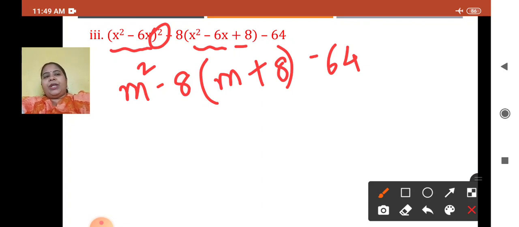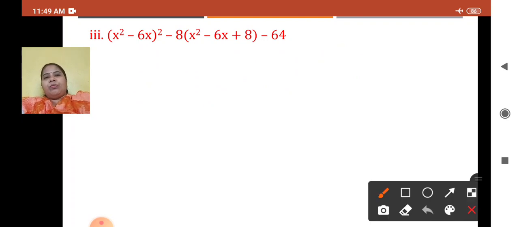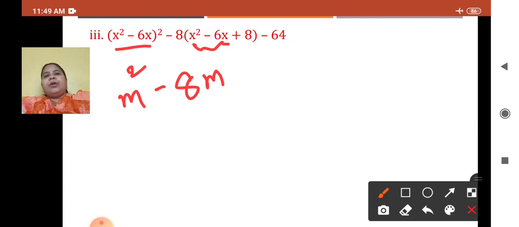If you forget to write it in the bracket, the answer will definitely go wrong. Many students make the mistake of doing it like this. You write m here, m square. Now they know that this is to be substituted as m. They immediately write minus 8m. Minus into plus is minus 64. This is the wrong way of writing.